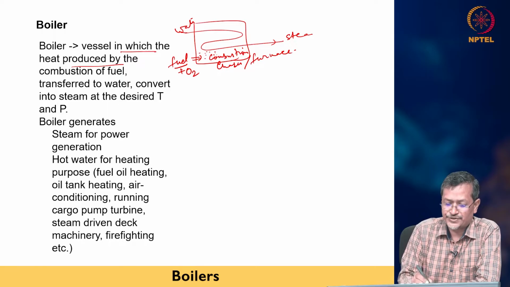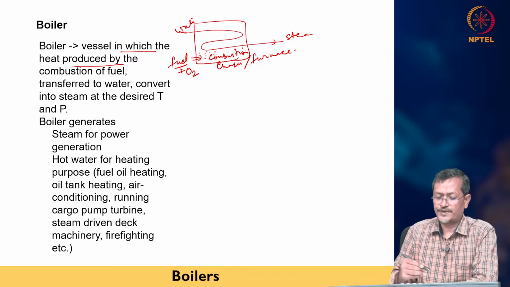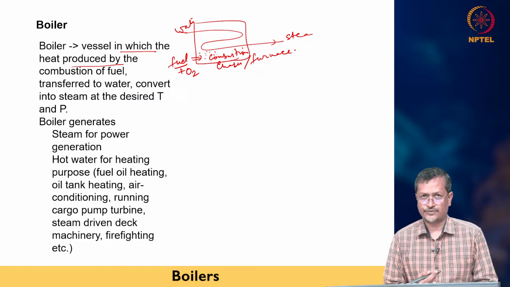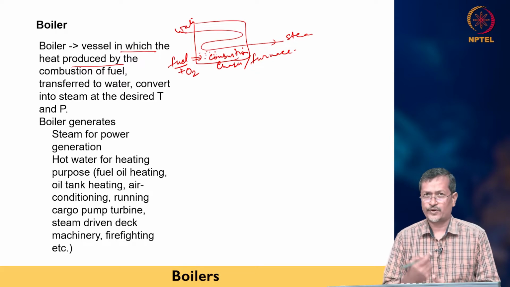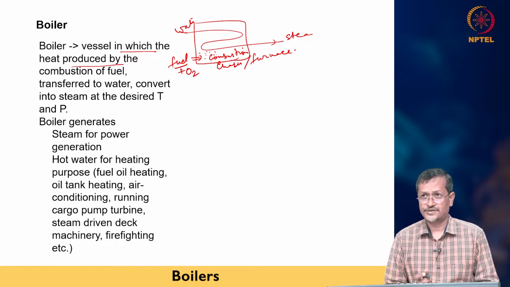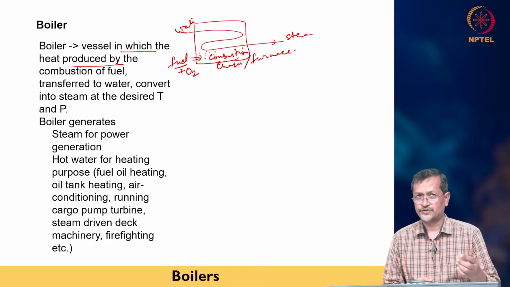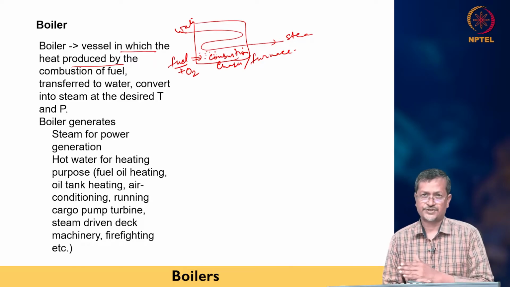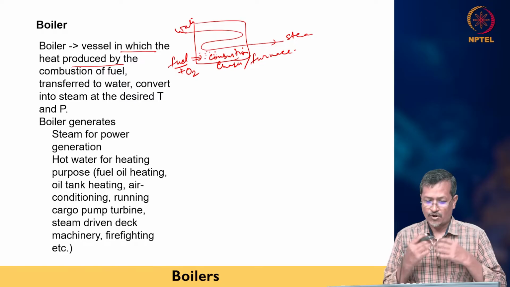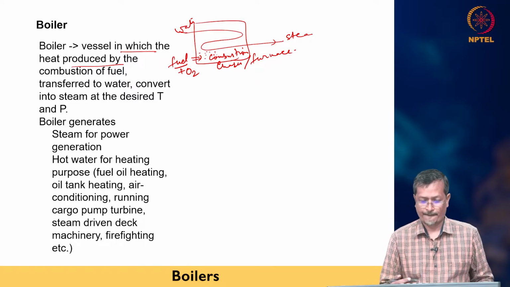A boiler generates steam for power generation, and hot water for heating purposes. In many cases hot water is also required, for example room heating in winter countries or colder countries where room heat is required. There the boiler can also supply hot steam to room walls, so the room will be heated up by radiation. Hot water heating, fuel oil heating, oil tanker heating, air conditioning, running cargo pump turbines, steam driven machinery, firefighting. So many applications are there for a boiler. It is not only producing steam for power generation, it is producing hot steam for many other purposes.